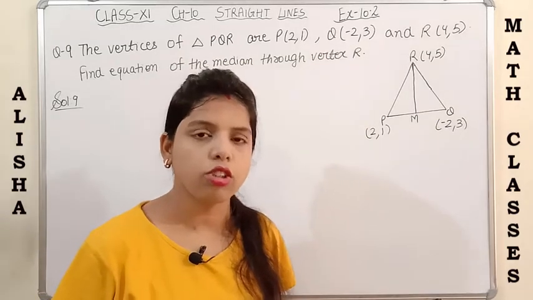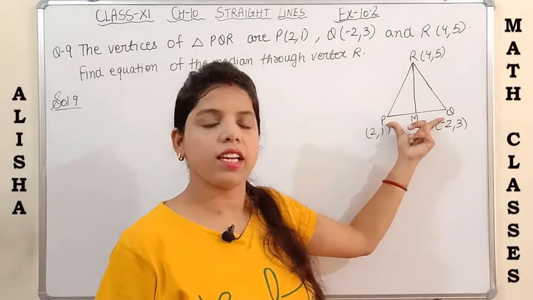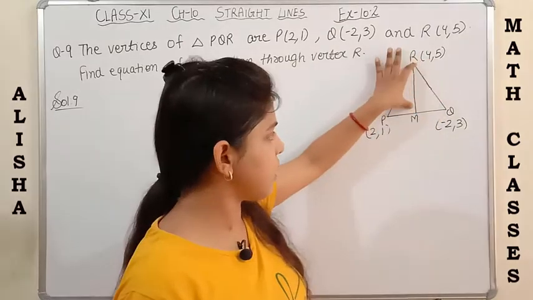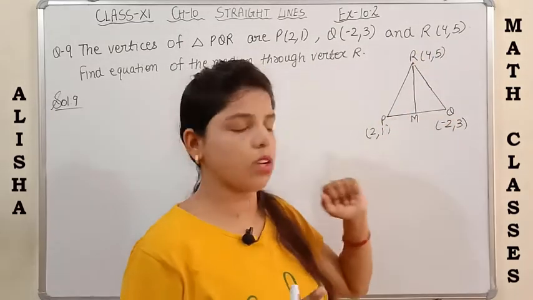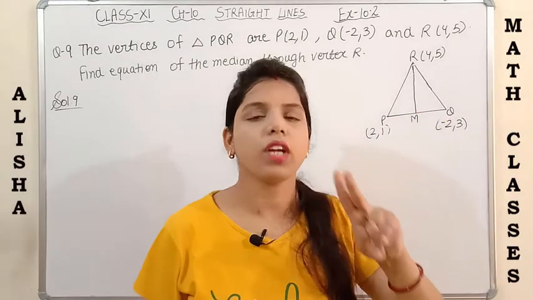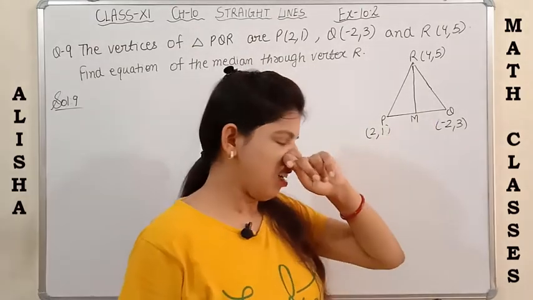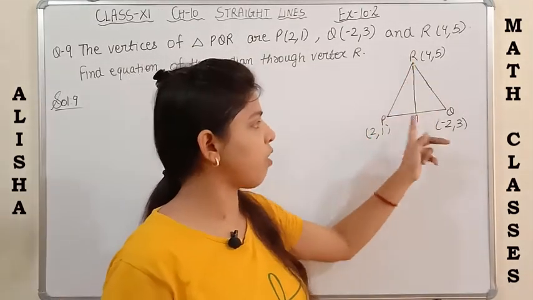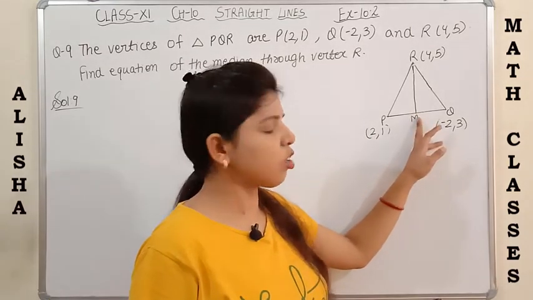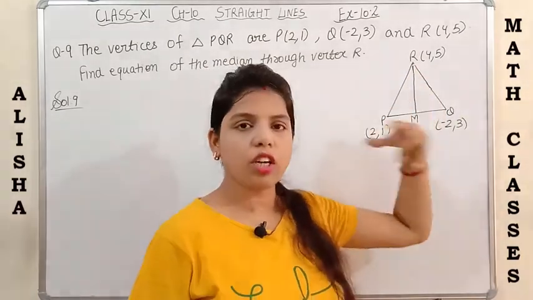Now first of all, you should know what is the meaning of median. Any line which intersects the other line, and if it divides the line into two equal parts, then this line is said to be median of line PQ. Fine, median divides this PQ line into two equal parts, or we can say M is the midpoint of this PQ. So we have to find out the equation of RM. Now it is very simple.